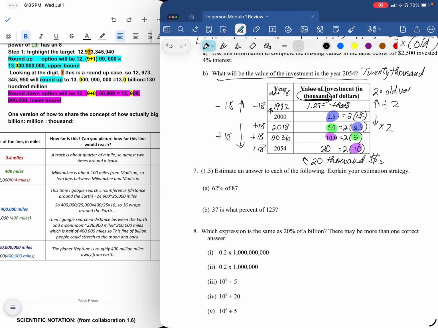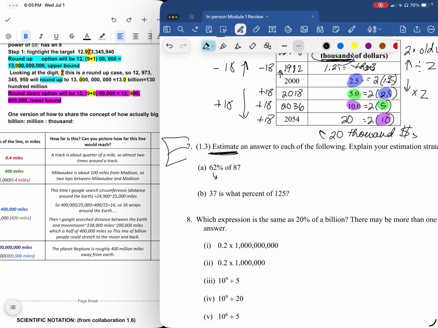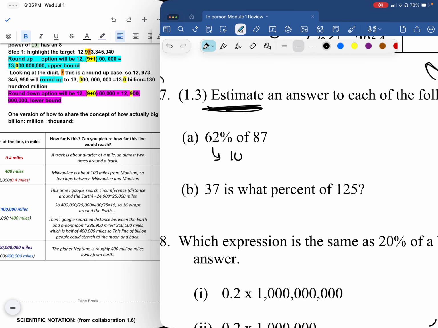Question 7. Estimate, big E. The answer to the following questions. Explain your strategy. We need 62% of 80. So I'm going to go for 62%. I'm going to go 10% strategy. 10%.